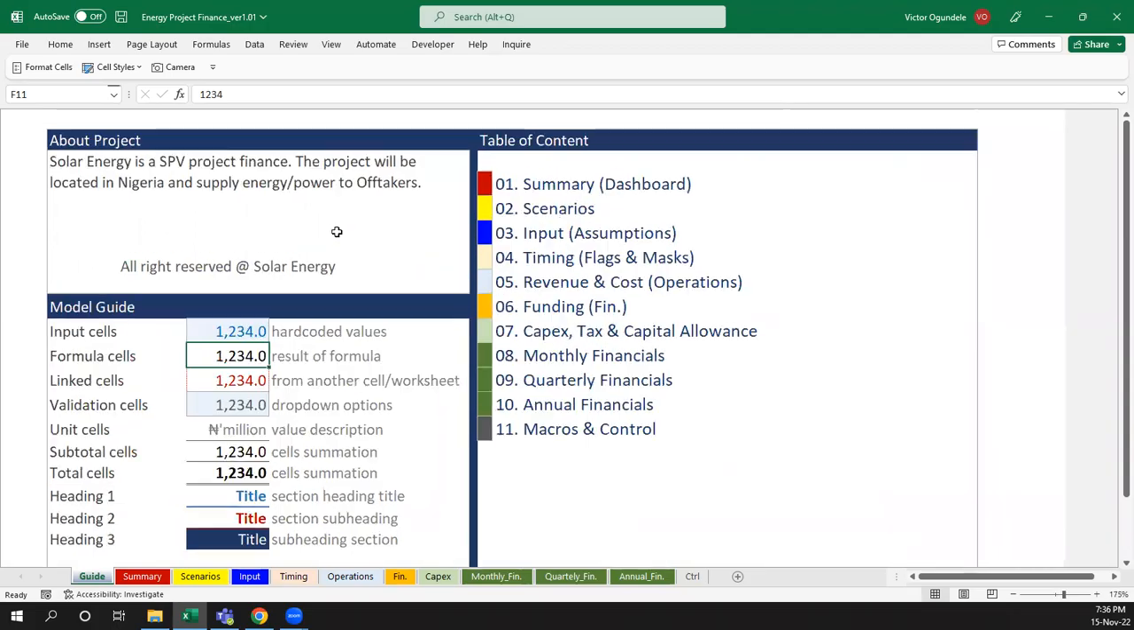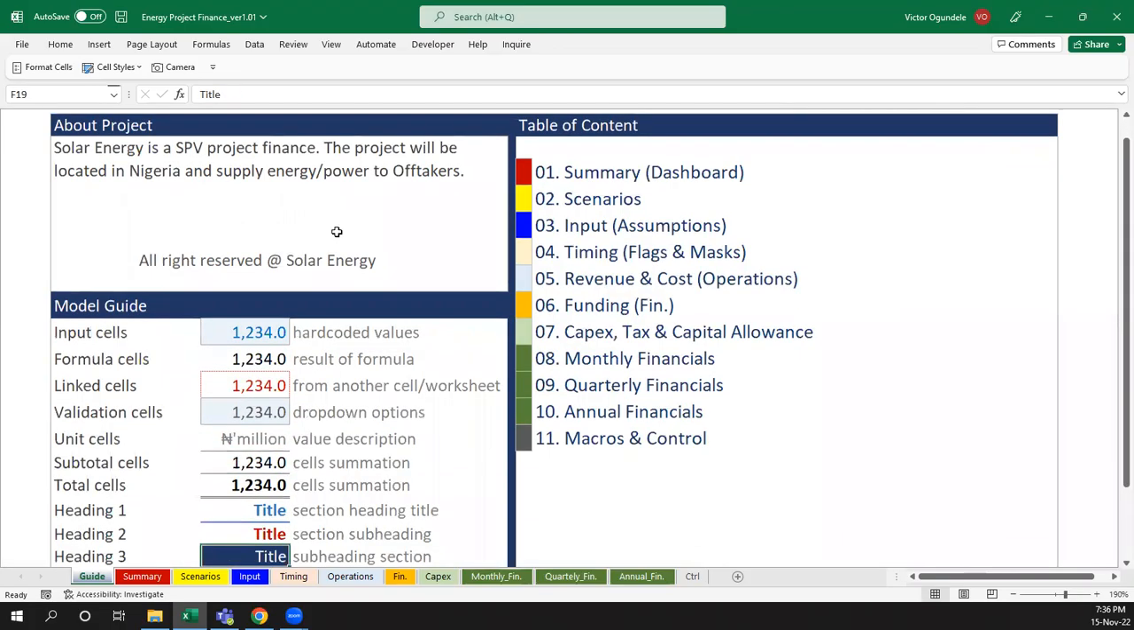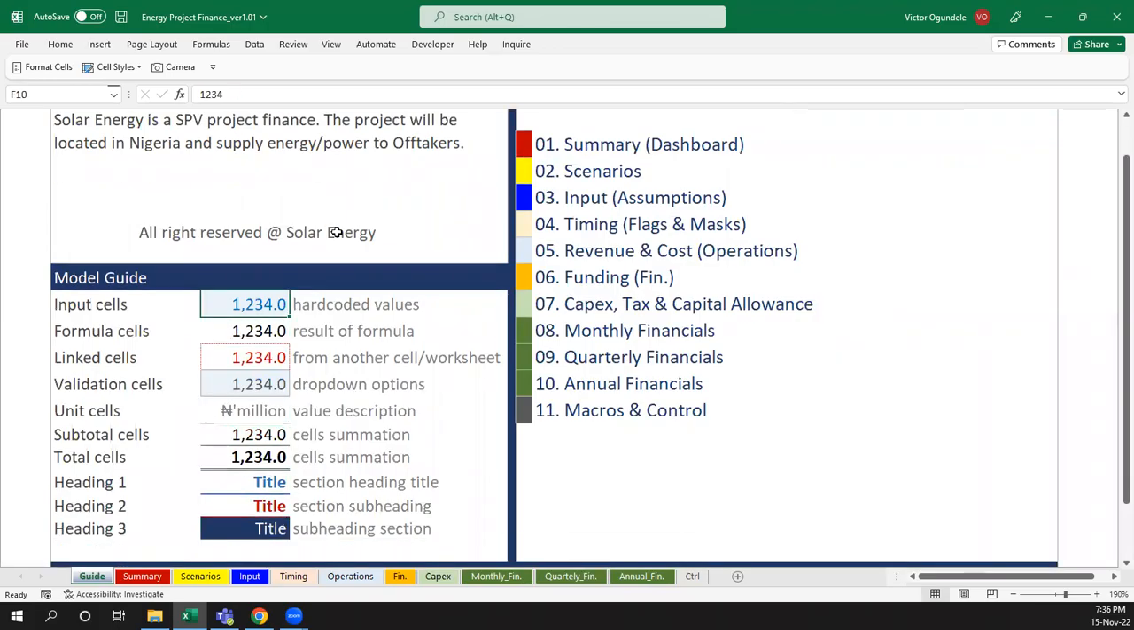On this part where we have the model guide, you can see that we have different cell styles that we've created. Input cells: any cell that has been formatted like this is telling you that these are hard-coded values. They can be changed. They are more like the model key drivers.